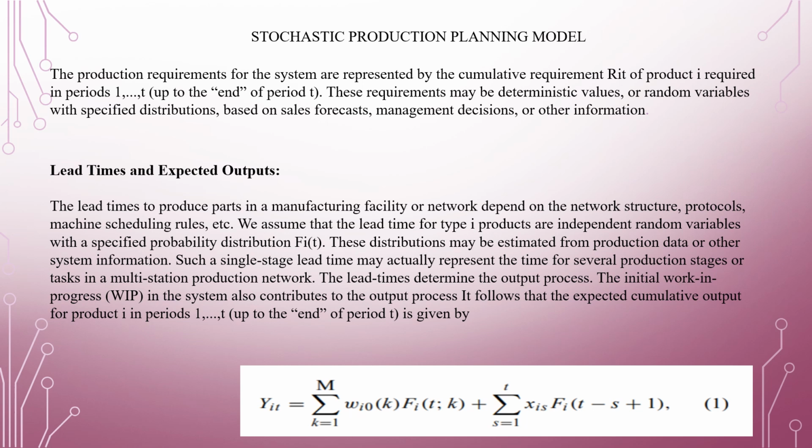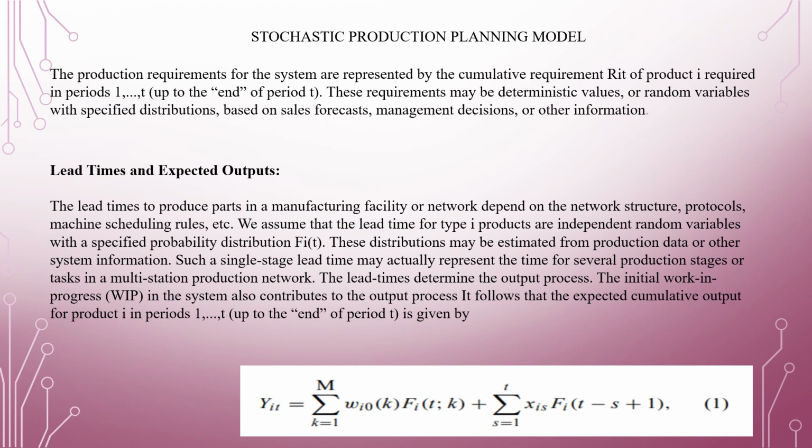Lead time and expected outputs. The lead times to produce parts in the manufacturing facility or network depend on the network structure, protocols, machine scheduling rules, etc. We assume that the lead times for type i products are independent random variables with a specified probability distribution F_i(t). These distributions may be estimated from production data or other system information. Such a single stage lead time may actually represent the time for several production stages or tasks in a multi-station production network.